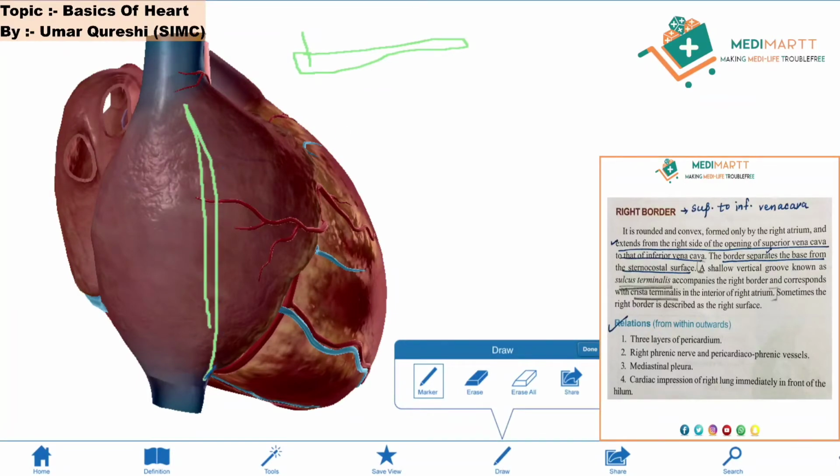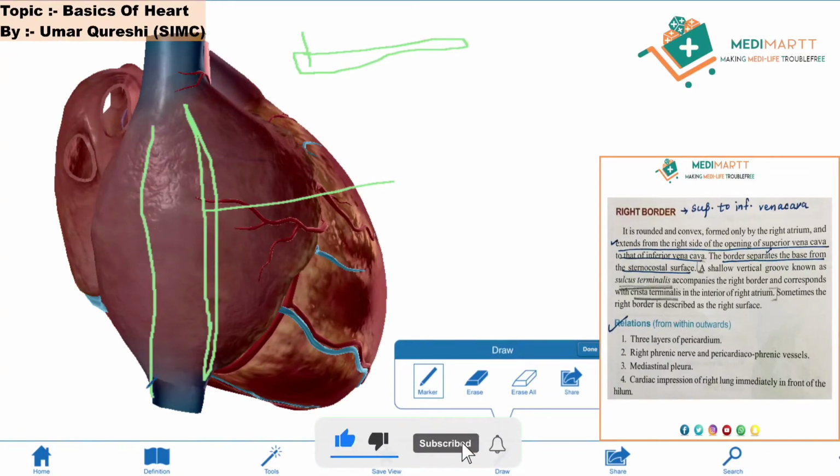As you all know, this is the sulcus terminalis because it is on the external feature. When you dissect the heart, understand you are dissecting the right atrium from this side, and you are opening the right atrium like this and like this. When you open it, you will find a similar groove corresponding to this sulcus terminalis, which is known as the crista terminalis.